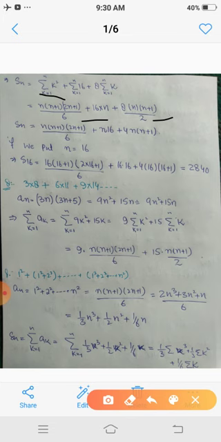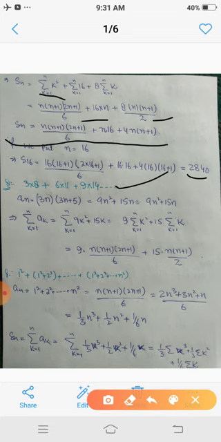So after simplifying this, we get the required sum of the n terms, but here we have only 16 terms, so we have to find the sum of the 16 terms. Replacing n by 16, we simply get S16 equals 2840.